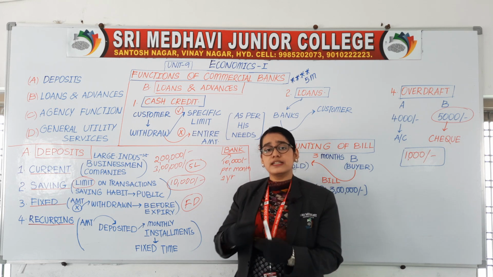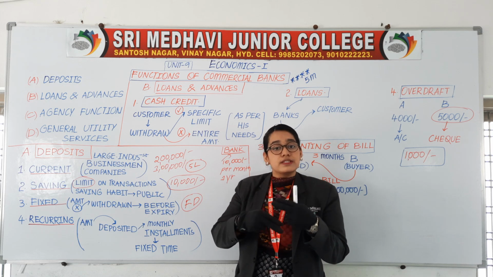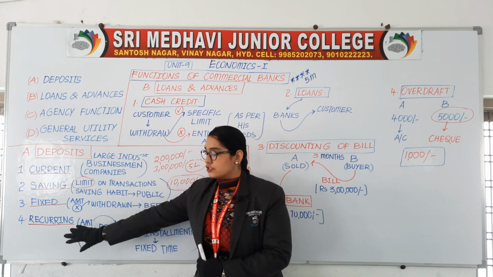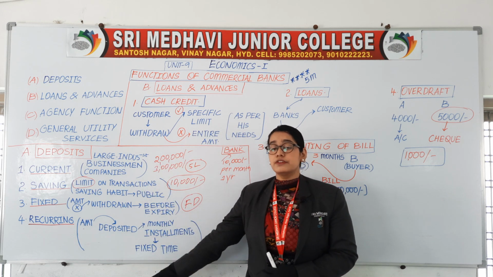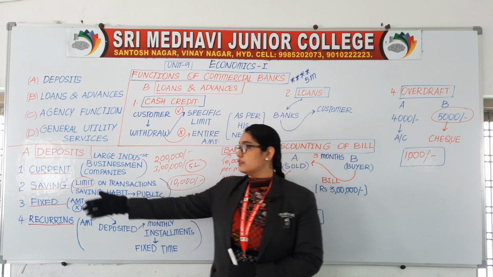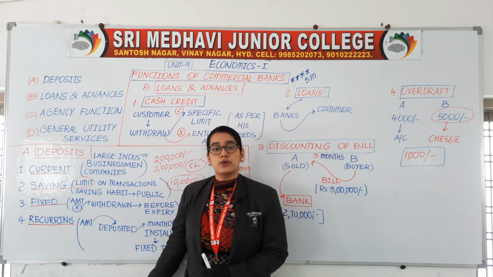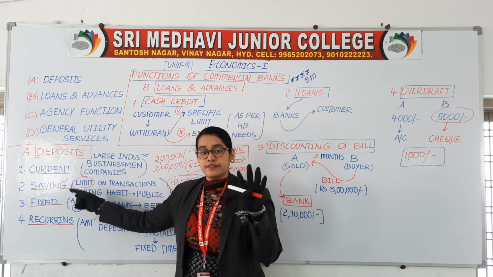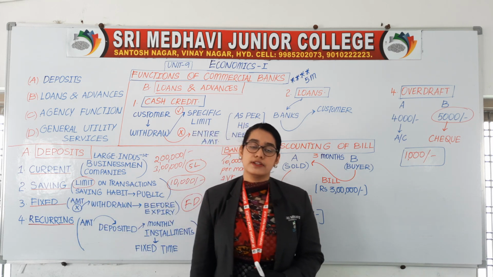How much am I depositing? 5,000 every month. That means 5,000 is repeating. Repeating means what? Recurring. So this is the fourth type of deposit. Which kind of deposit do we use? We generally use saving deposits. So deposits are divided into how many types? 4 types: current deposits, saving deposits, fixed deposits and recurring deposits.